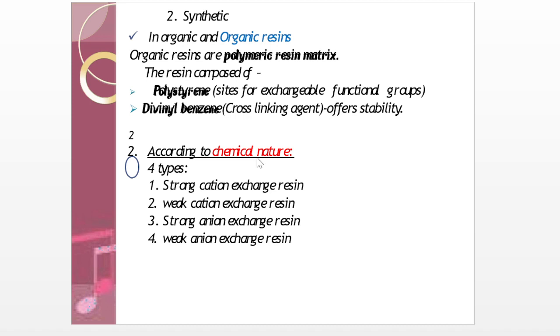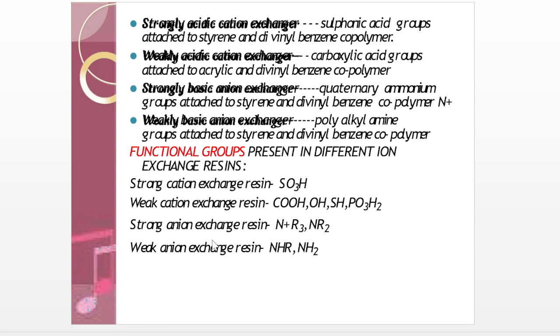The second one, according to the chemical nature, has four types: strong cation exchange resin, weak cation exchange resin, strong anion exchange resin, and weak anion exchange resin. A strongly acidic cation exchanger, for example, has sulfonic acid groups attached to a styrene and divinyl benzene copolymer. Weakly acidic cation exchangers have carboxylic acid groups attached to an acrylic and divinyl benzene copolymer. Strongly basic anion exchangers have quaternary ammonium groups attached to a styrene and divinyl benzene copolymer, plus nitrogen cations.